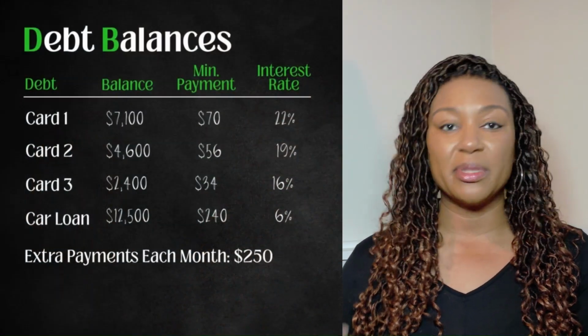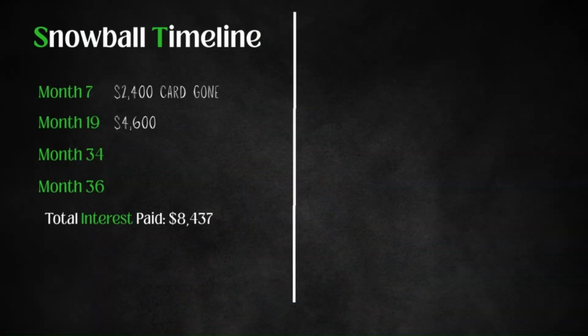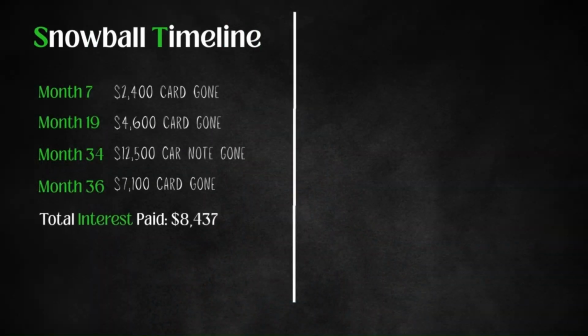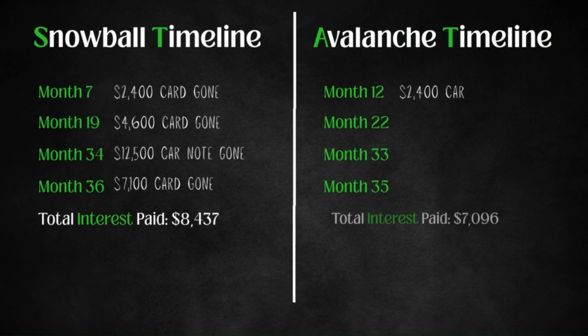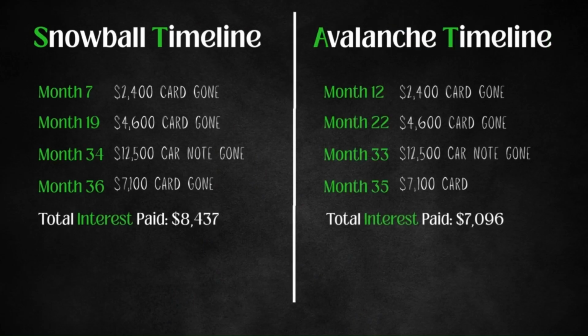For the visual learners out there, here's how the debt payoff looks using the debt snowball method versus the avalanche method side by side. Let's say these are your balances, minimum payments, and interest rates. Under the debt snowball method, here's what your progress would look like. If you were following the debt avalanche method, your progress would look something like this. As you can see, under the debt avalanche method, your progress is both quicker and you'd save $1,341 in interest.